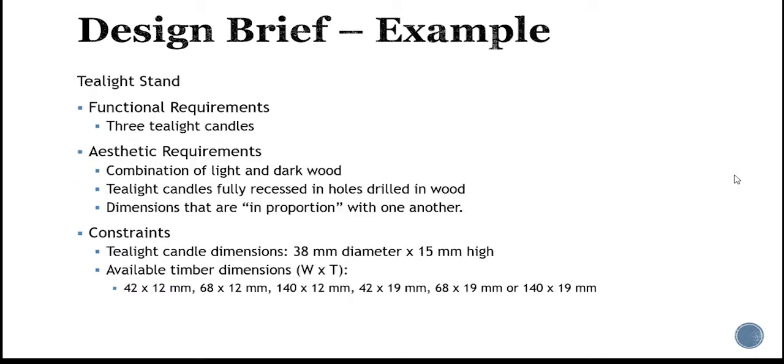So an example of the design brief for the Tealight: the functional requirements, we've kept it simple, 3 Tealight candles. So we're going to determine how many we want, and that's about all. Aesthetic requirements, we're going to go for a combination of light and dark wood. We want the candles fully recessed into holes drilled into the wood. We don't want them sticking up a little bit or just resting on the top. And all we're really saying is dimensions that are in proportion with one another.